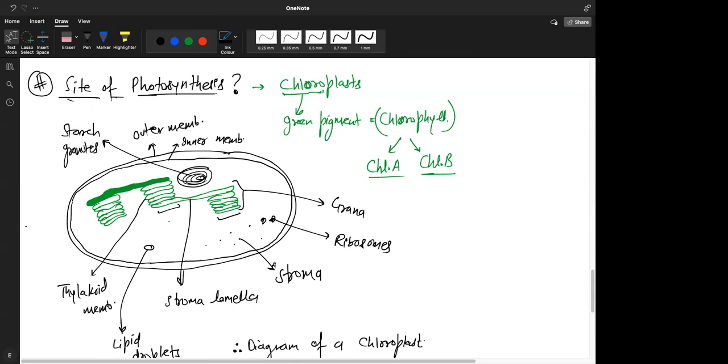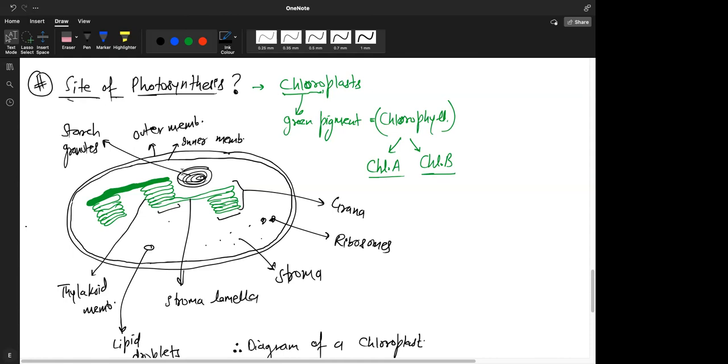Each coin, can you see that these look like coins stacked together? Can you see the cursor? Yes, sir. So they look like coins stacked together, right? Each coin is called a granum, and together they form the grana. Now, two stacks are connected by a similar long extension called stroma lamellae, and the matrix is called stroma. Then you have ribosomes, lipids, and starch granules present in the chloroplast.